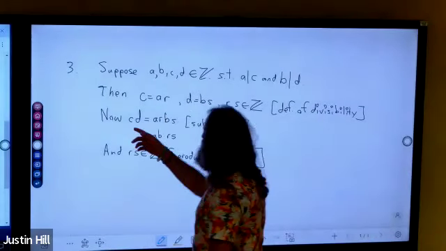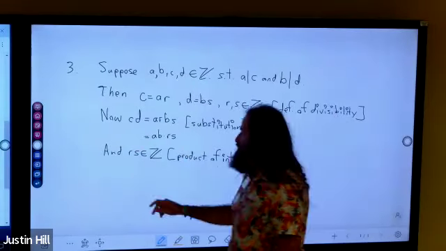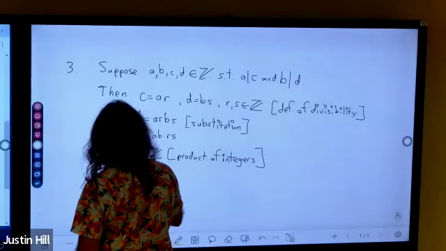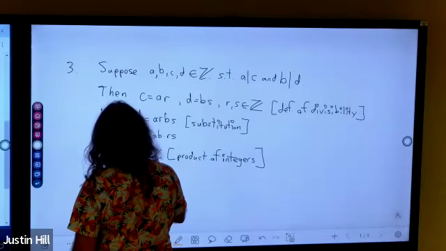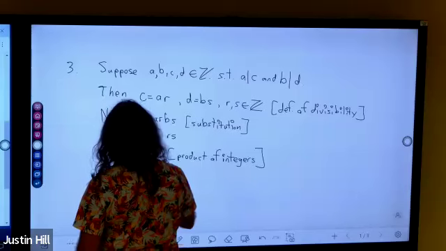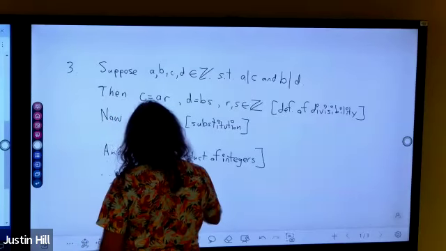And then we got it. So we got cd equals ab times an integer. That is the definition of divisibility. Therefore, ab divides cd. Definition of divisibility.